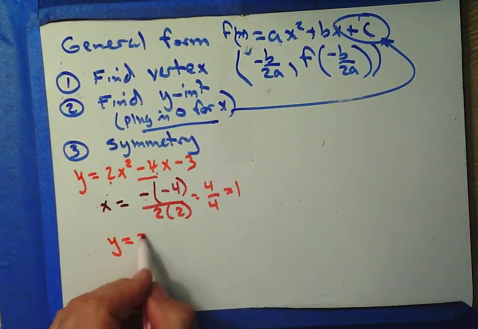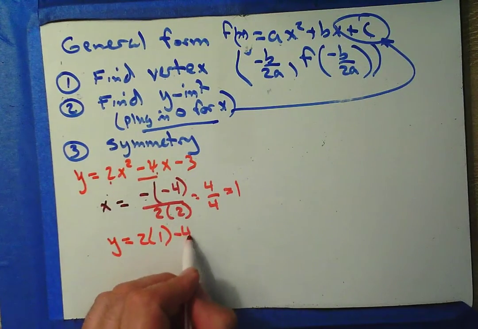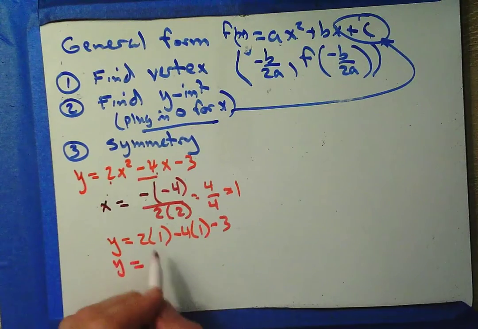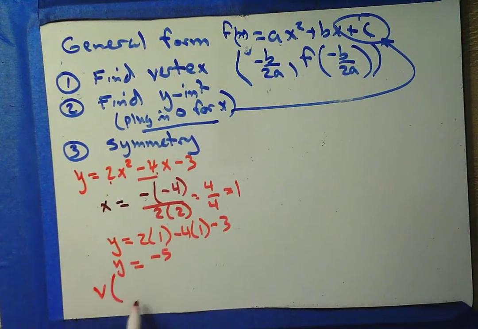So y is going to be 2 times 1 minus 4 times 1 minus 3, or y equals 2 minus 7, or negative 5. So I know that the vertex is located at 1, negative 5. Great. Well, what else did we need?